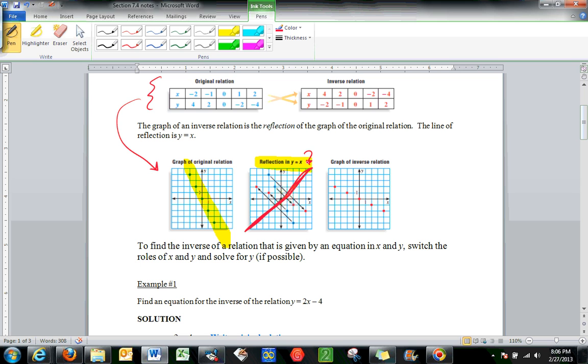And so what happens is, if we reflect it across there, we can see we're 1, 2, 3 units away from that line, so we're going to go 1, 2, 3 units on the other side of that line and create the inverse point. Now, you can create the inverse points in this manner, or you could simply change the x and the y values and create the inverse relationship that way.